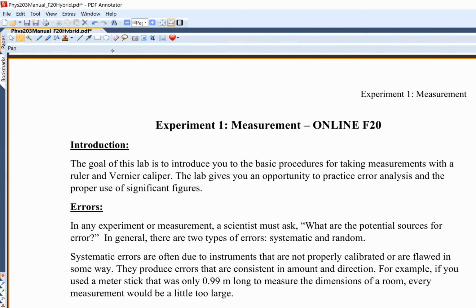Okay, welcome to experiment 1 for Physics 203. This is the lab that accompanies Physics 101 and Physics 201. Just two things about this experiment before we get started.